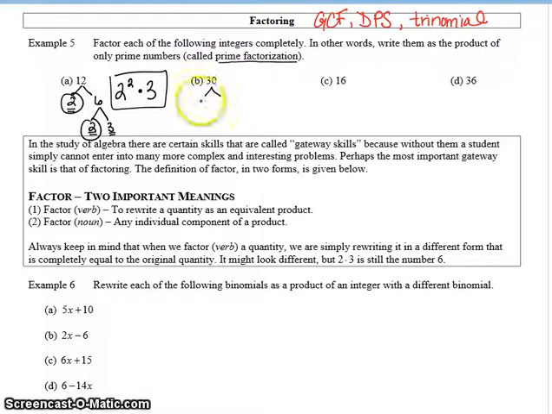Now 30. You could think of something such as 3 and 10. 3 is prime, so you know to stop. But 10 is 2 times 5. So you have a 2 times a 3 times a 5. Alright, so I think you probably know how to do this.